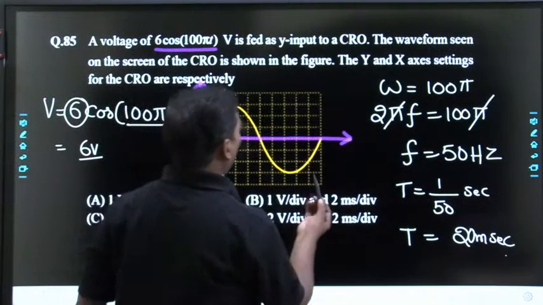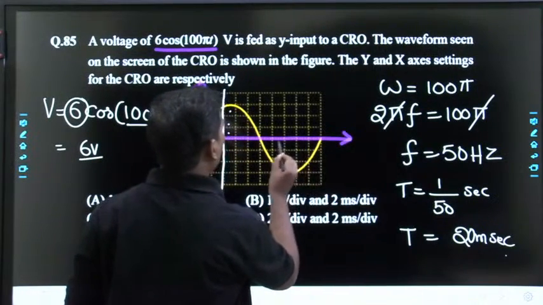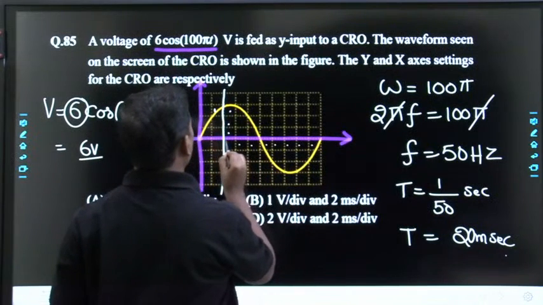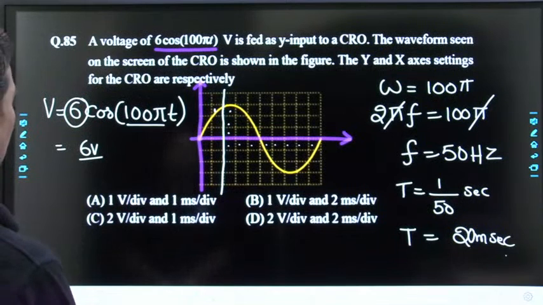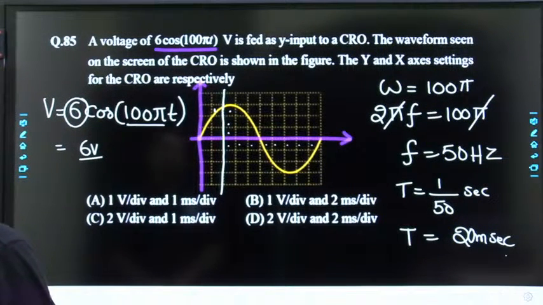Then how many number of horizontal divisions here? 1, 2, 3, 4, 5, 6, 7, 8. Okay. So कितना होगा? Option D होगा.